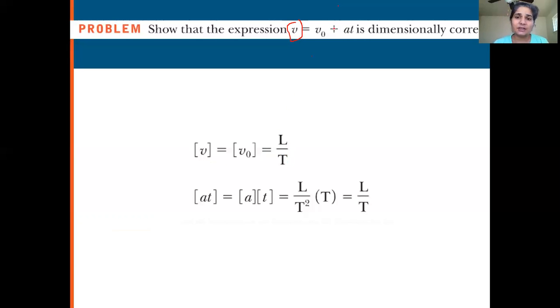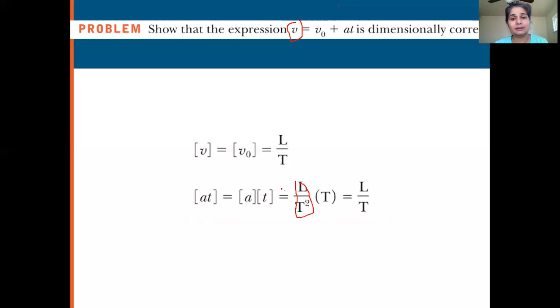The dimension for v0, since this is also a velocity, is exactly the same as v. So v0 on the right-hand side also has the same dimensions. These two terms have the same dimensions. Let's look at this third term, at. a is acceleration, the rate of change of velocity. Here's velocity, and you need to divide this by time, so you get L over t squared. So this portion here is my acceleration.